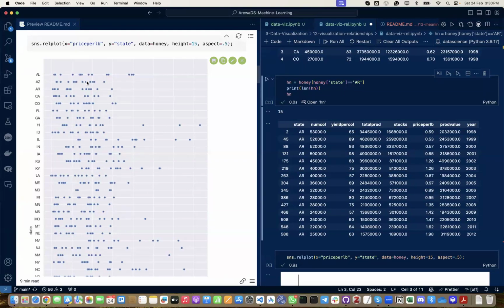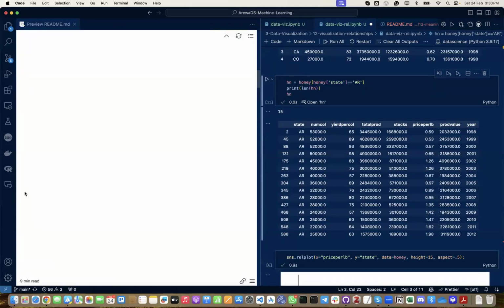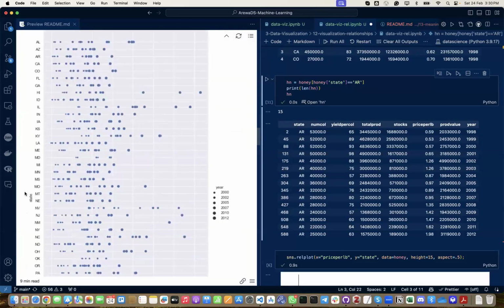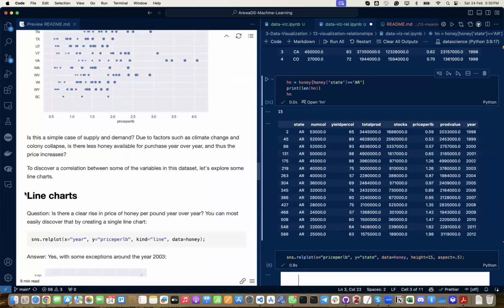But when you plot it with either the color palette or the size or the year as your size, you will see that it went up in certain years and it went down in certain years. And then you will be able to see this. So these are some of the things that you will be looking at.